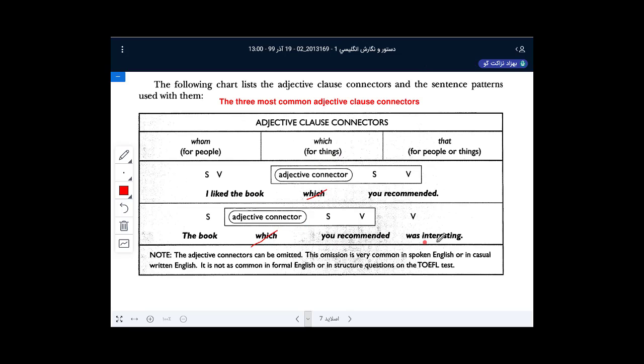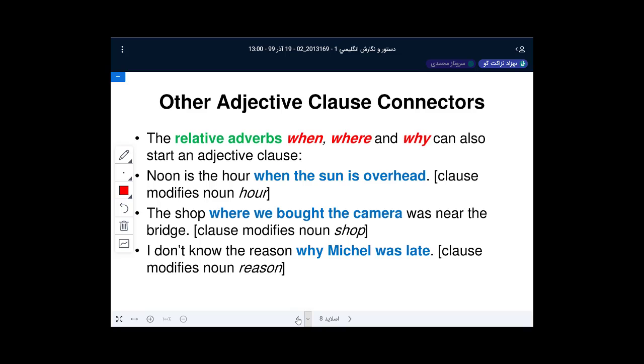The book you recommended was interesting, but the book which you recommended was interesting. So for academic writing, we expect to see the connector. So it is not as common in formal English or in structure questions on TOEFL to actually do away with these connectors. We have to keep them. Very good. So, will you please start reading other adjective clause connectors?